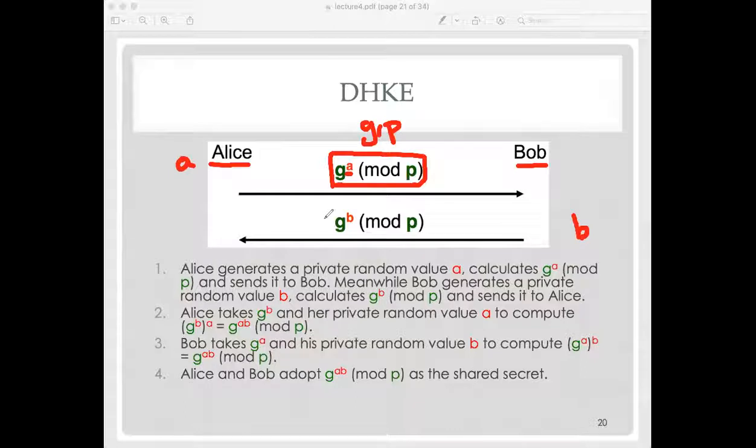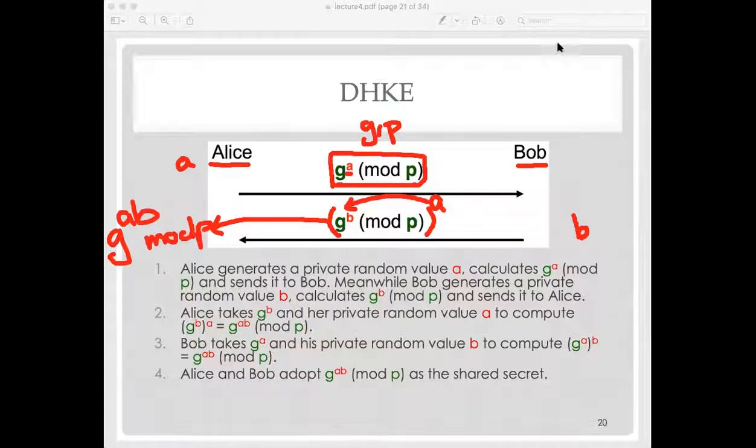So Alice receives this, and then she also has A. So she takes this and raises it to the power of A. So it becomes G to the AB mod P. Right? So if you raise anything here, all of this just simply comes here.